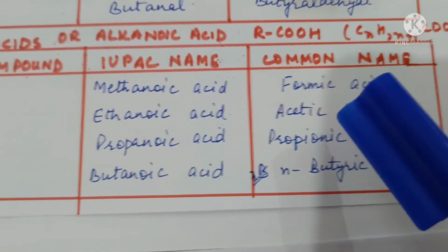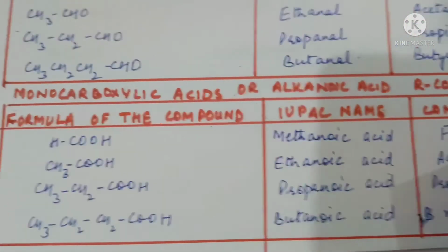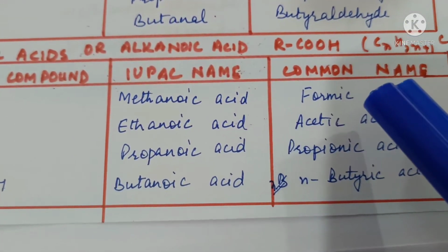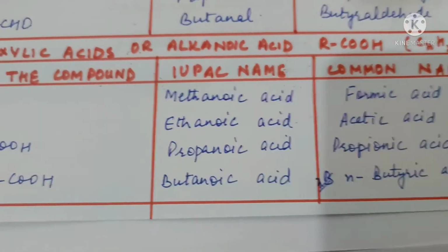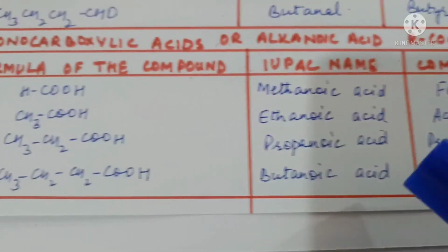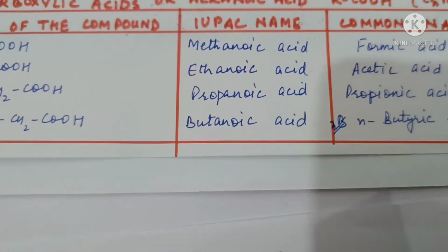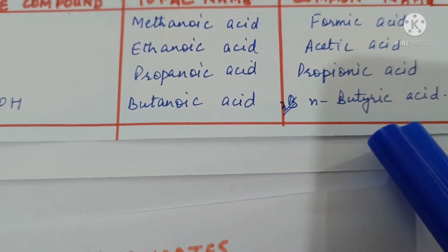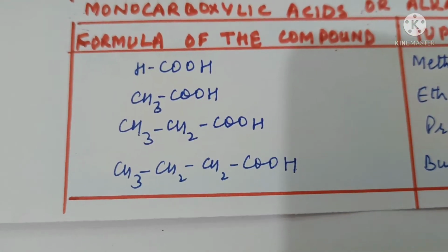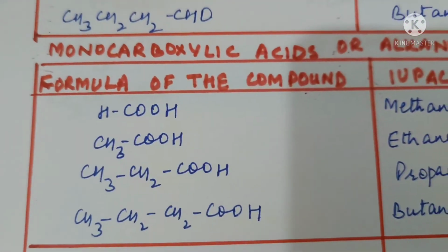In common system, because HCOOH is obtained from red ants, it is formic acid, based on the Latin word for red ants. Then acetic acid for 2 carbon compound, propionic acid, and n-butyric acid for 4 carbon compound. This is the common name.